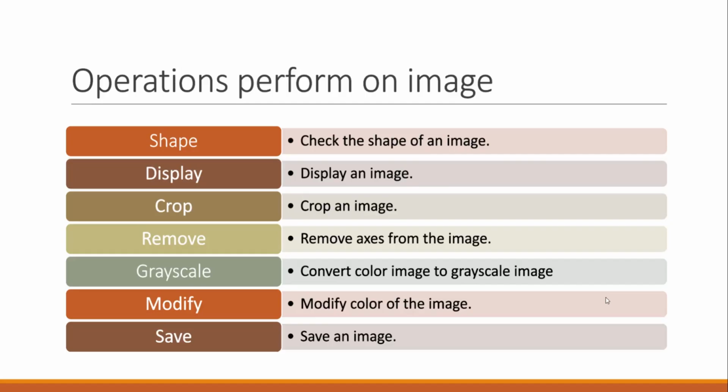The first operation is we can check the shape of an image. The next one is by using Matplotlib we can also display an image. Even we can crop an image using Matplotlib, and we can perform the operation of removing axis on an image. The next operation is if we want to convert an image to grayscale from any other color, we can do it. And even we can modify the image to any other color without grayscale. And the last operation which we can perform on an image is we can save the image.